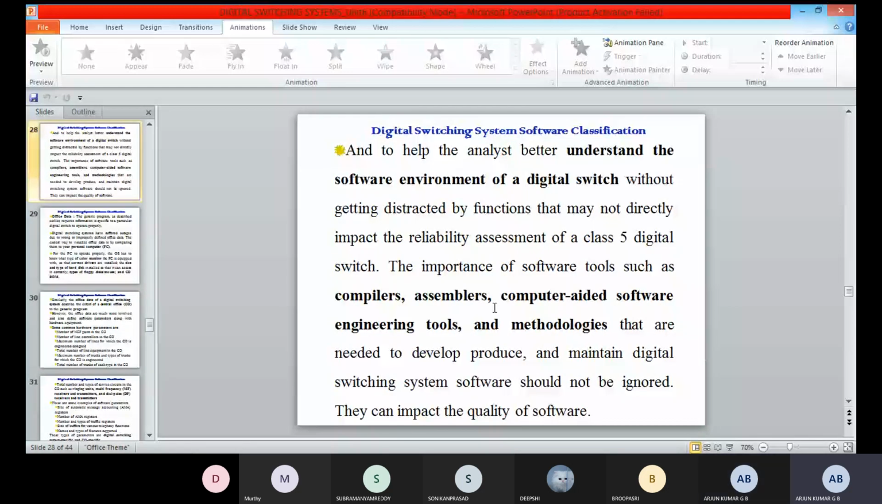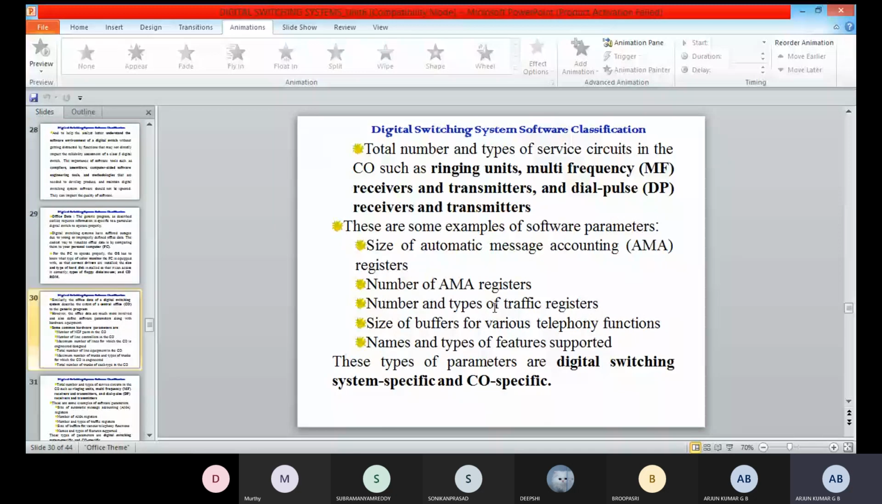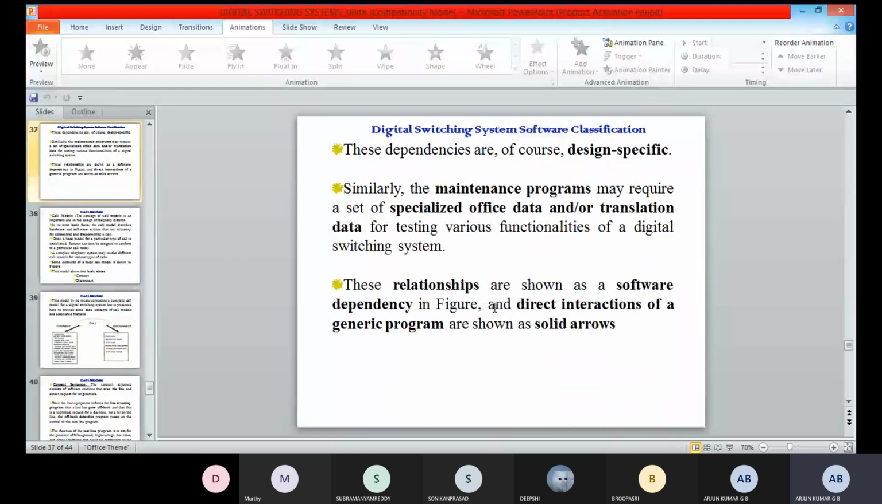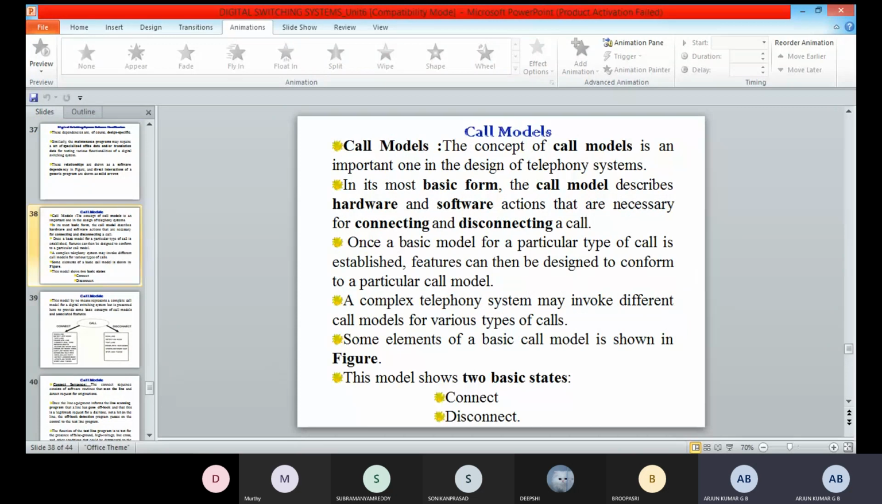And then the next is the modules. Okay, these are call modules.